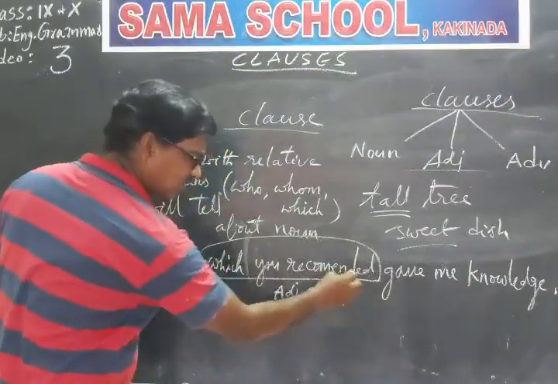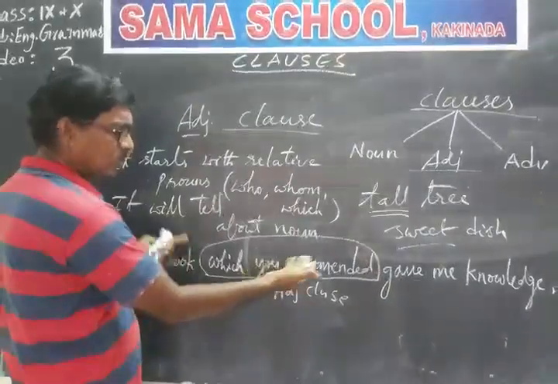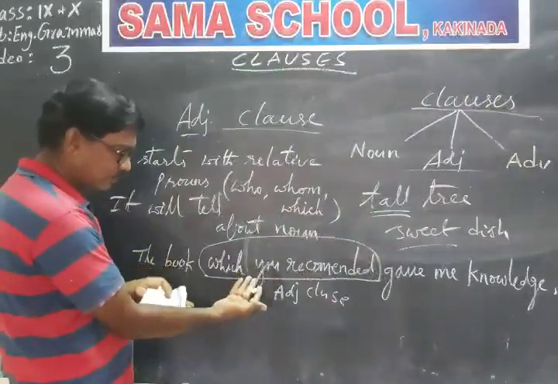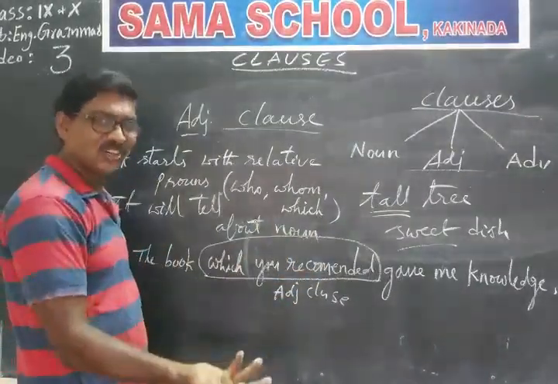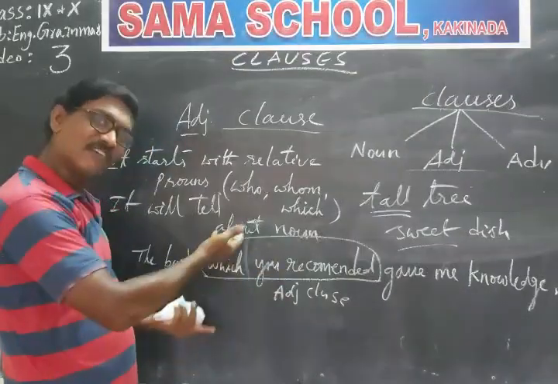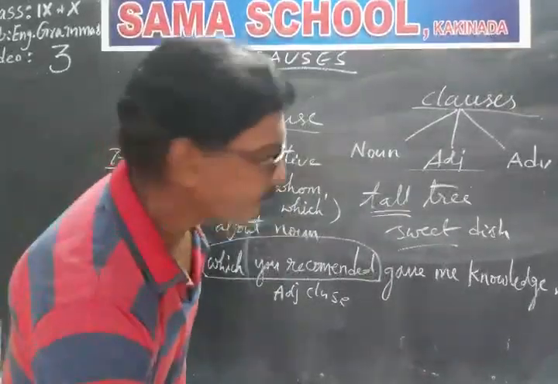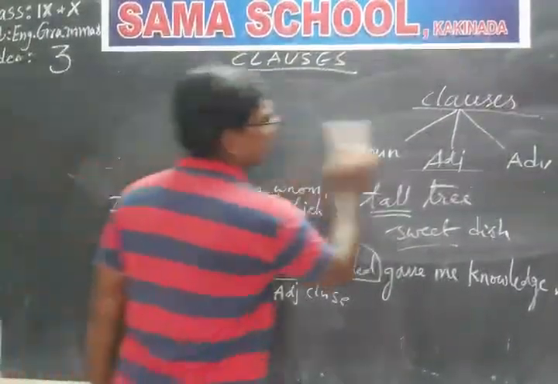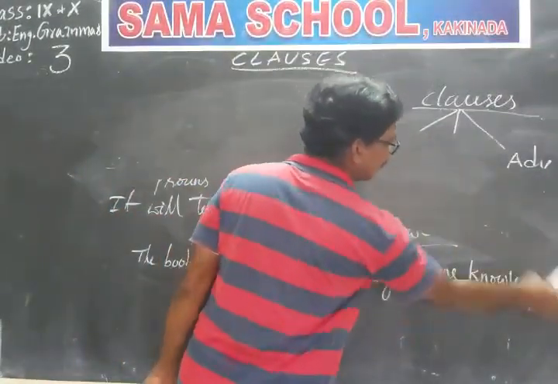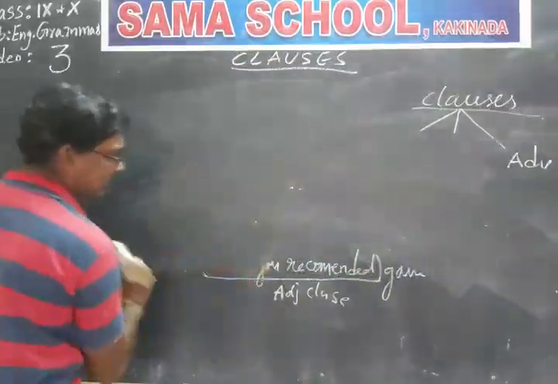Why do we call it a clause? Because it is a group of words which has a subject and a verb in it. So we call it a clause. And it plays the role of an adjective, so it is called an adjective clause. Okay. Up to this we understood yesterday, and we stopped at the third point. What is the third one?